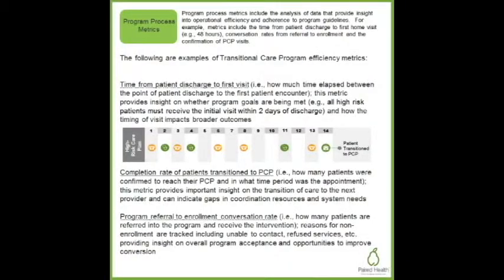When I talk about program process metrics, I'm referring to the analysis of data that provides insight into program operational efficiency and adherence to program guidelines. These are the measurements that can help you to shed light on the factors that are positively or negatively impacting program outcomes.